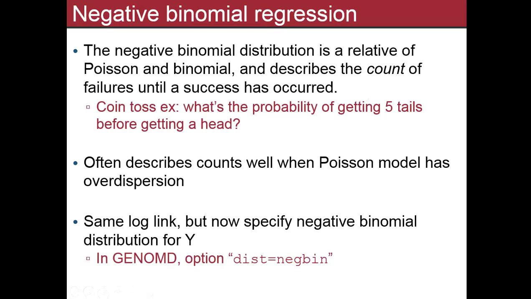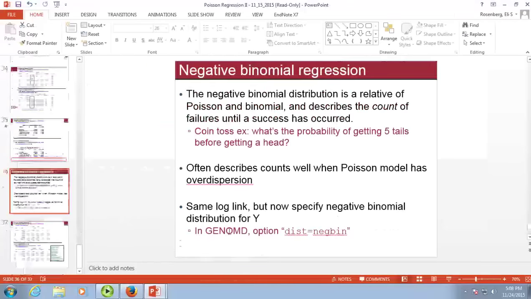And it often works well when the Poisson model has overdispersion. It's basically another counting process type of distribution, and it tends to skew more right. It also has a scale parameter built into the distribution that you can estimate. And so, that's spelled wrong, genmod.